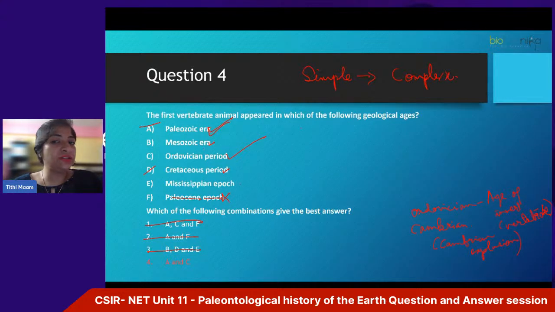Yes, Vanishri, there is no shortcut for that. If you are preparing this topic, for sure you have to learn by heart the periods and the epochs. That's why I gave you those mnemonics that will help you in remembering.